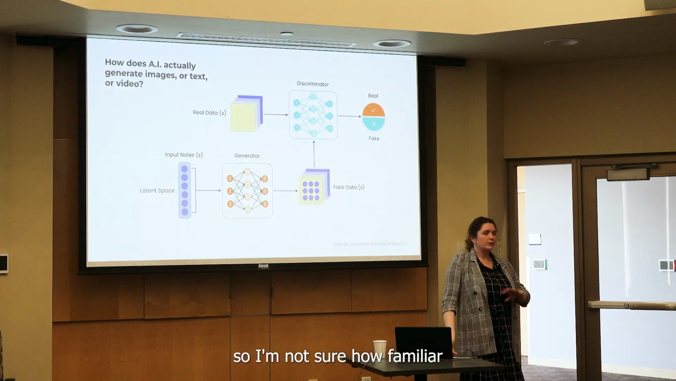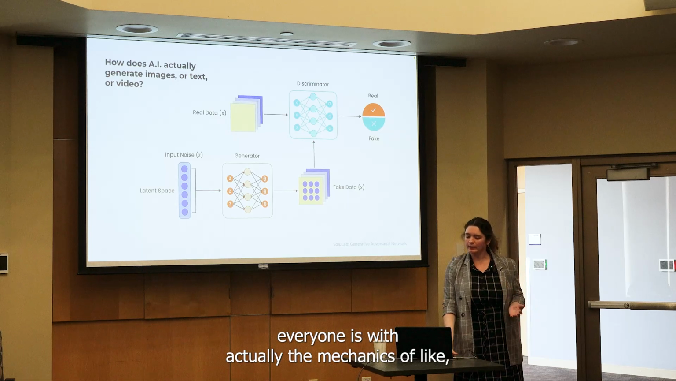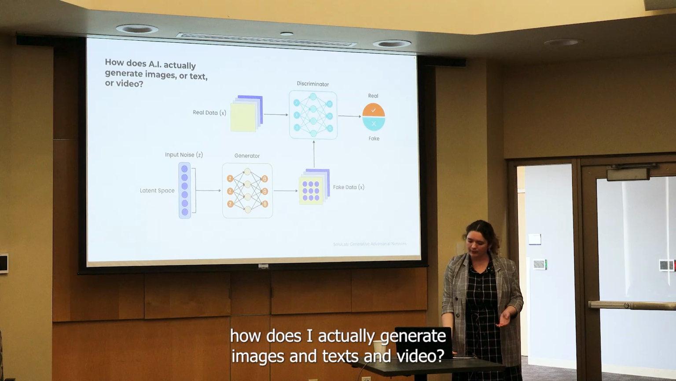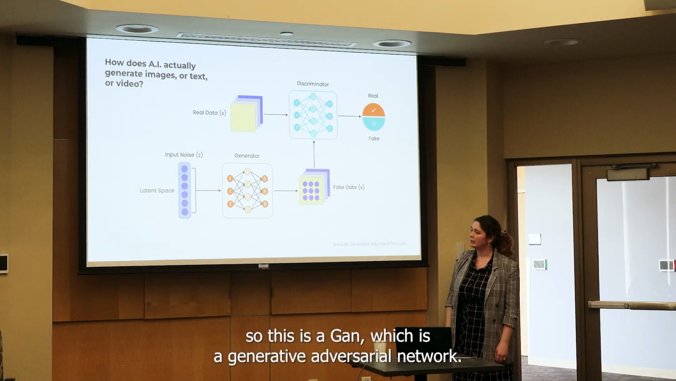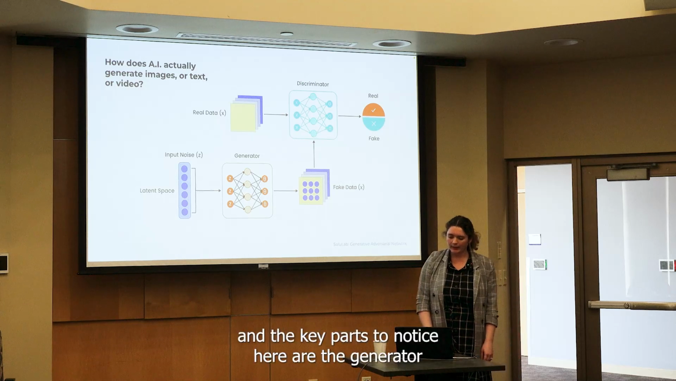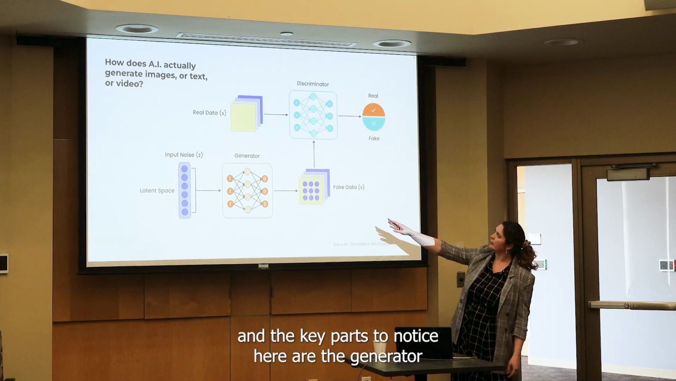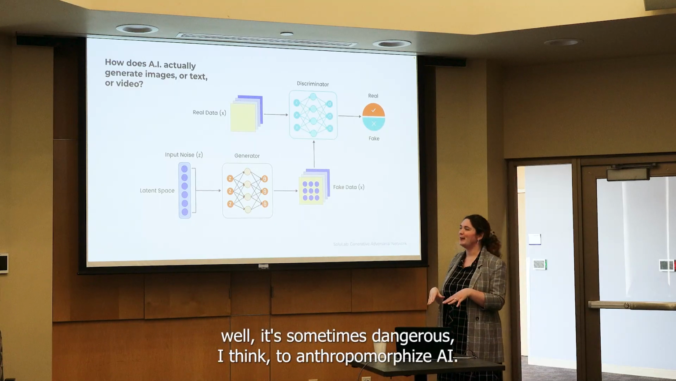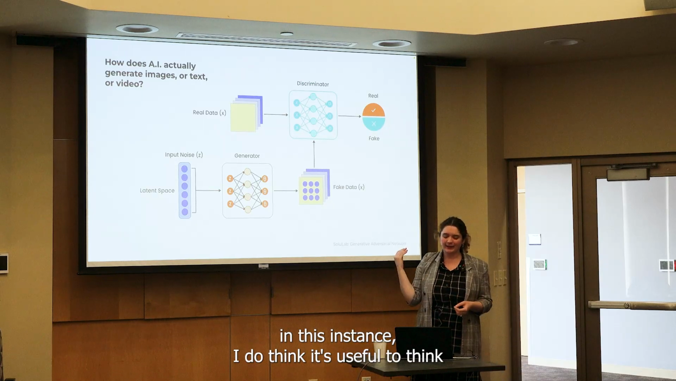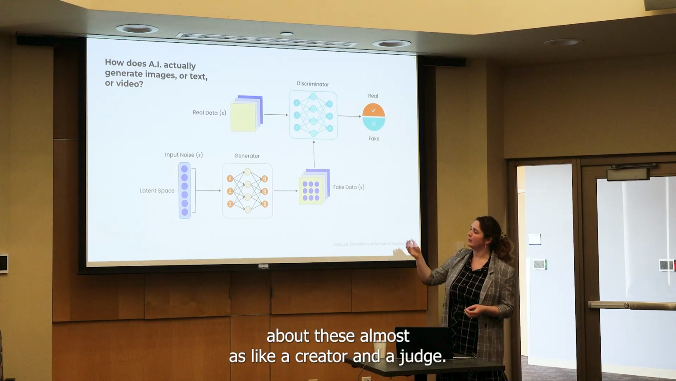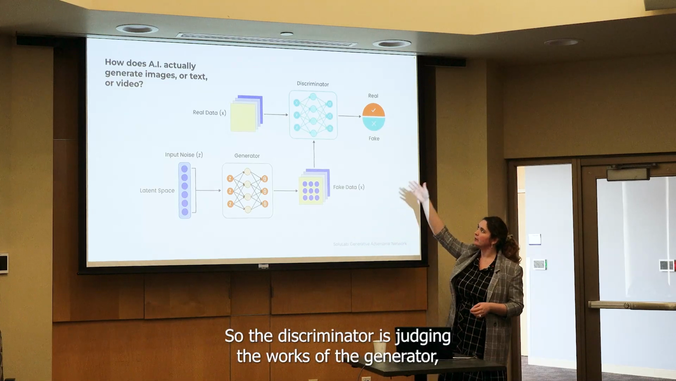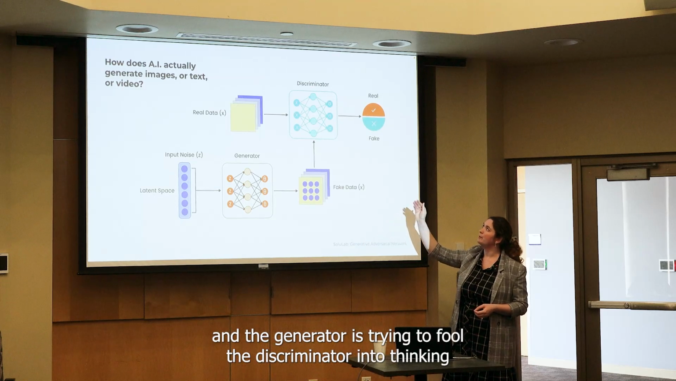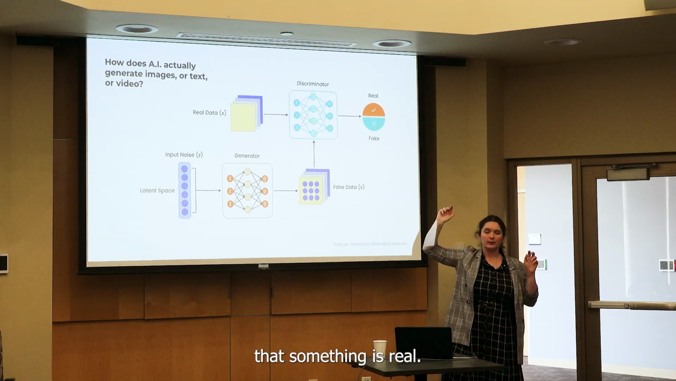So I'm not sure how familiar everyone is with the mechanics of how AI actually generates images and text and video. So this is a GAN, which is a generative adversarial network. And the key parts to notice here are the generator and the discriminator. And while it's sometimes dangerous, I think, to anthropomorphize AI, in this instance, I do think it's useful to think about these almost as a creator and a judge. So the discriminator is judging the works of the generator, and the generator is trying to fool the discriminator into thinking that something is real.